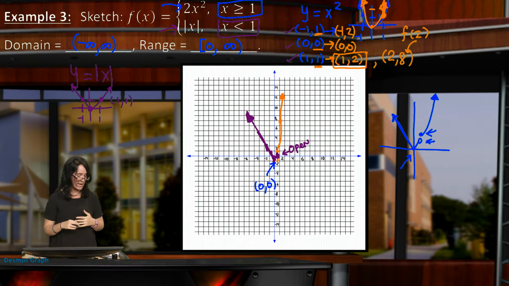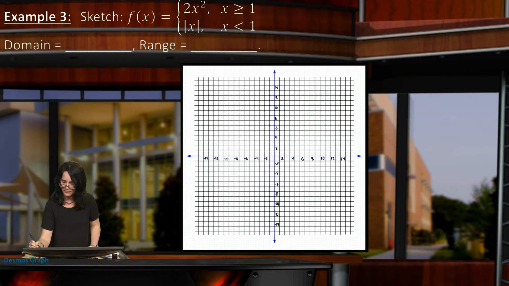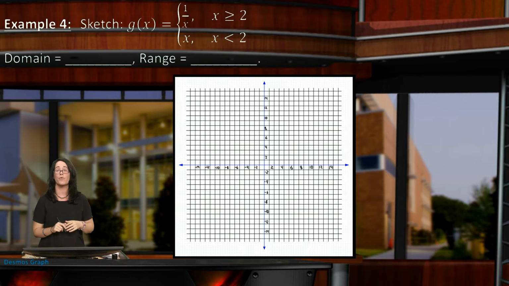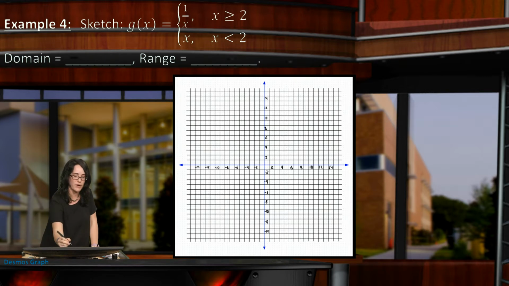All right, I think we have one more example. Let's see if maybe, again, you can pause it and try it on your own and then come back and meet me. Our last example, going here to our next slide. Example 4, it says g of x equals 1 over x whenever x is greater than or equal to 2, and again, x whenever x is less than 2. All right, well, for those, one of those looks very familiar, I hope.